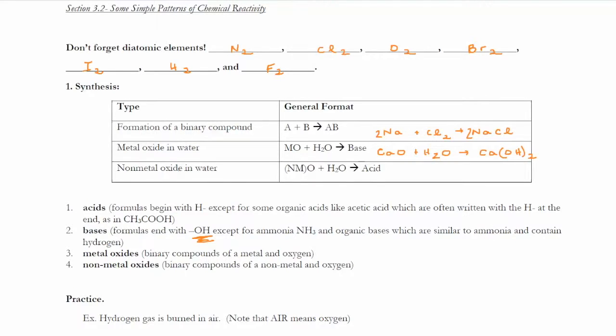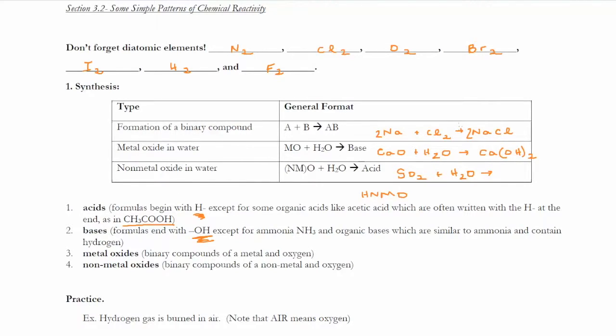The last example is a non-metal oxide in water. So for example, if I give you SO2 and I react it with water, what's going to form is an acid. Now an acid starts with hydrogen like we talked about when we were naming, and then it's going to be followed by your non-metal. So it's going to be hydrogen, then your non-metal, and then oxygen. Okay? There are some exceptions for acids, for example, acetic acid, which does not start with H, but for these problems, we are going to be dealing with acids that start with H.